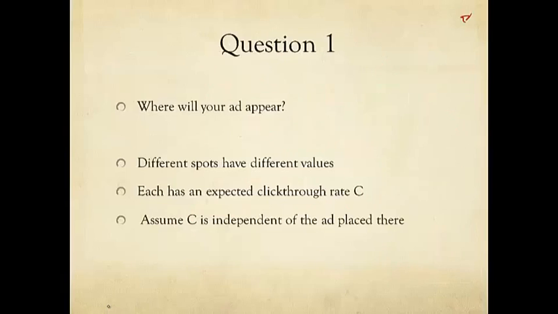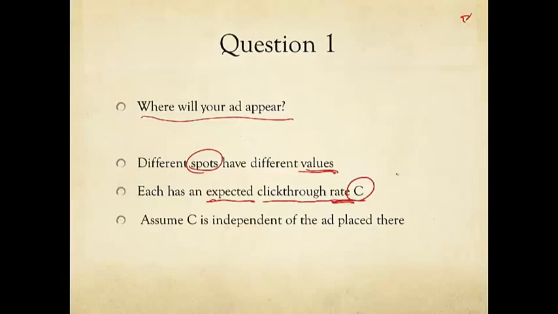So the very first question I have to answer is, where will your advertisement appear? Now, of course, where it appears matters a lot. We all know how important the Google search results and the advertisements there are in driving traffic to different websites. So different spots on the given page have different values. We can summarize that value through a single number called C. This is a positive real number. And it is the expected click-through rate.